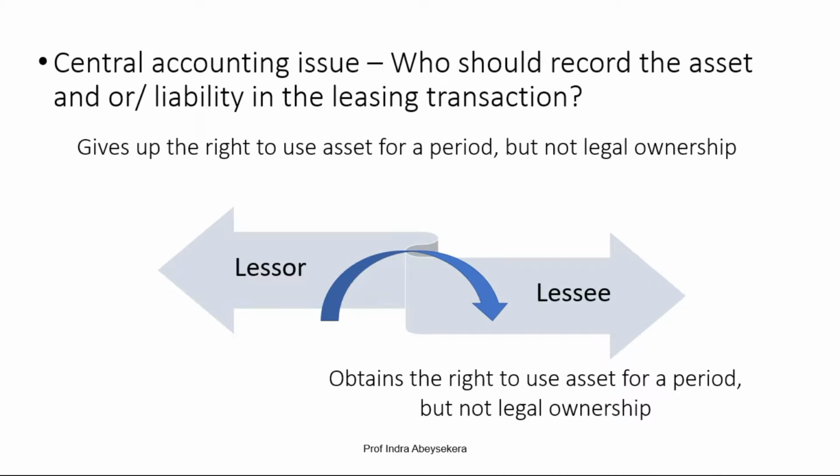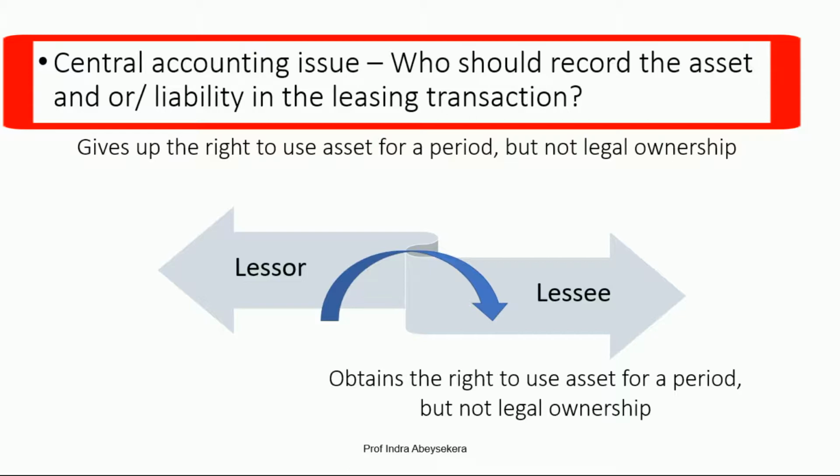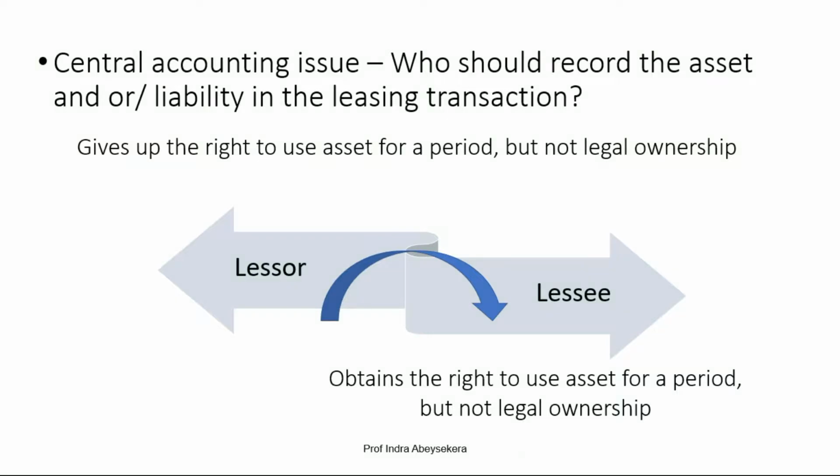So the central accounting issue here is who should record the asset or the liability in the leasing transaction. It comes down to who has the right to use the asset and who has given up the right to use the asset, but it's not about the legal ownership. So there can be two parties here, the lessor and the lessee. The lessor is giving up the right to use the asset, whereas the lessee is acquiring the right to use the asset for a given period.